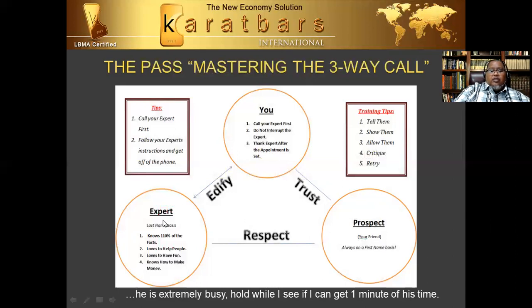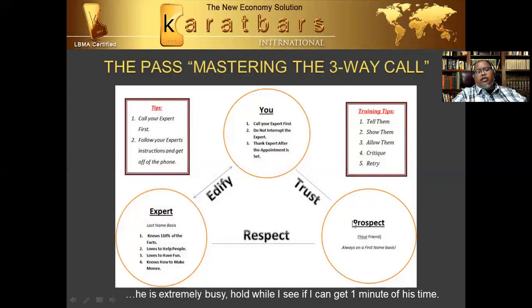So this person here, your expert, has to be edified to the T. He is leading the international expansion of the company. This is who we edify. We edify the expert, right? So here's the thing. The prospect generally has trust for you.